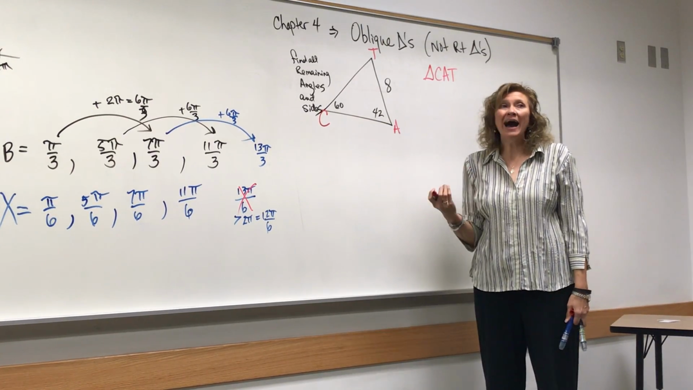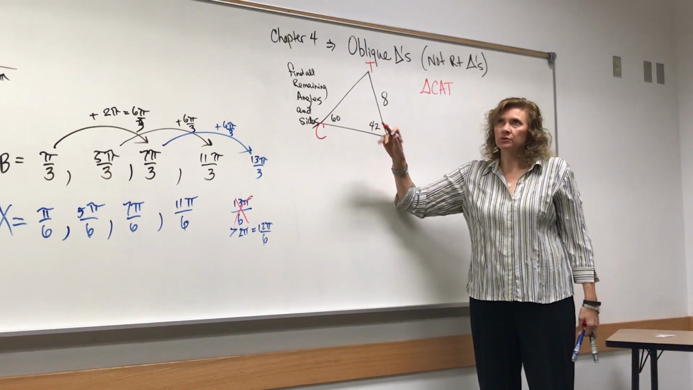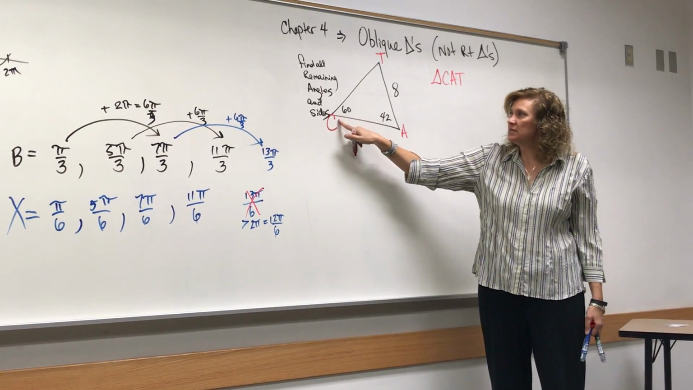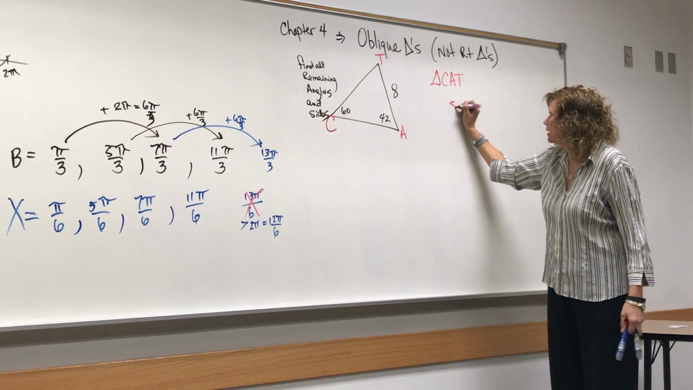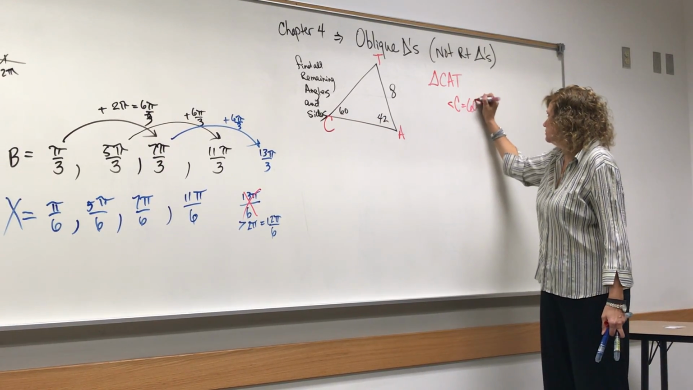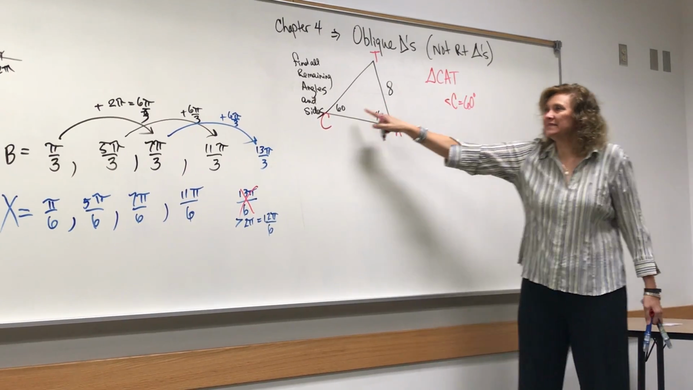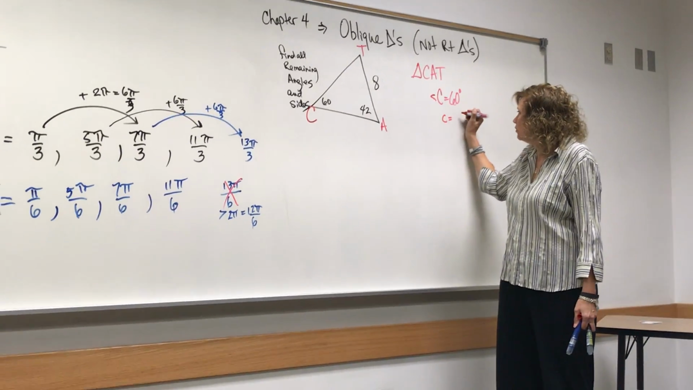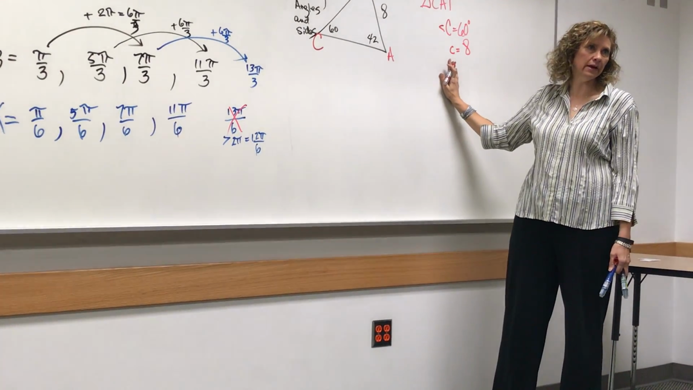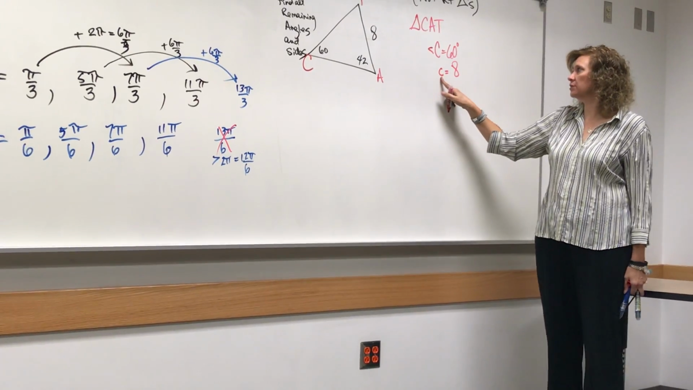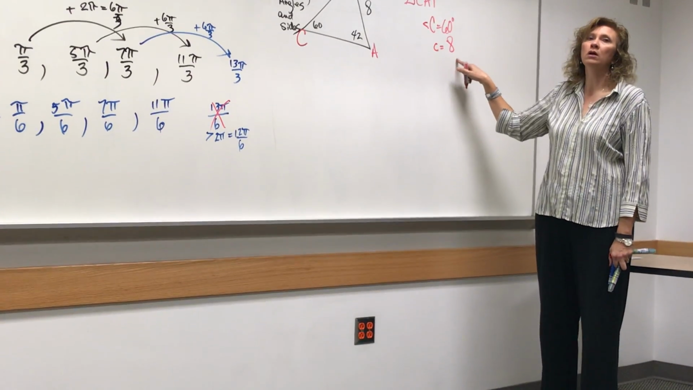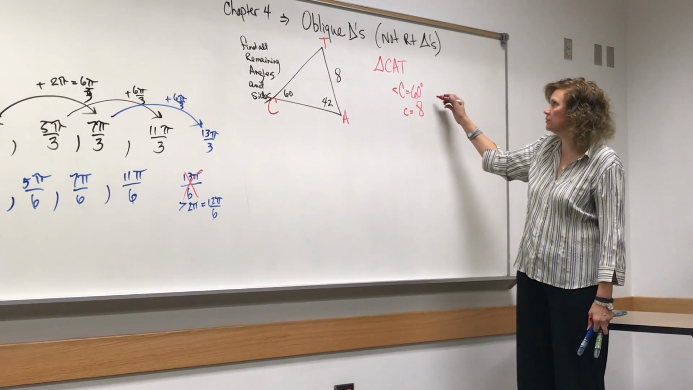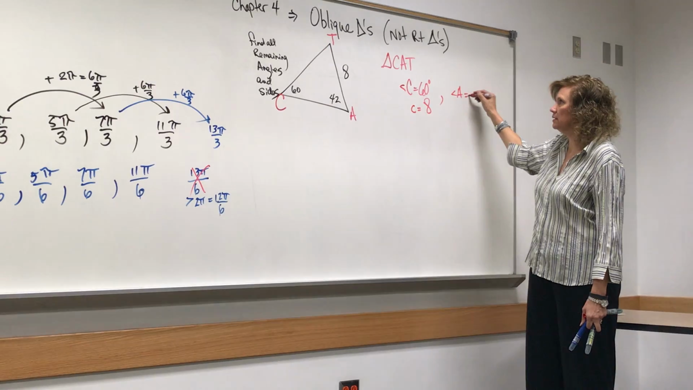Now, the sides are labeled with respect to the angle they're opposite. So this angle is 60, so they might have told you that angle C is 60 degrees. The side opposite angle C is indicated by a lowercase letter. So they tell you that lowercase c is equal to 8. You know that that is the side opposite angle C. And then they also said that angle A is 42 degrees.